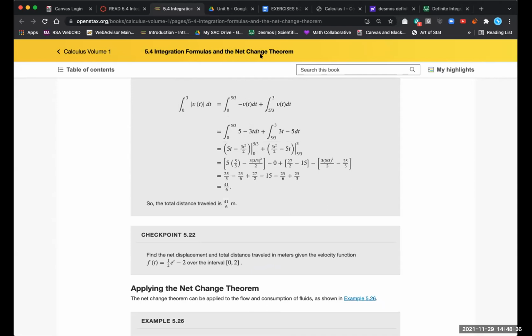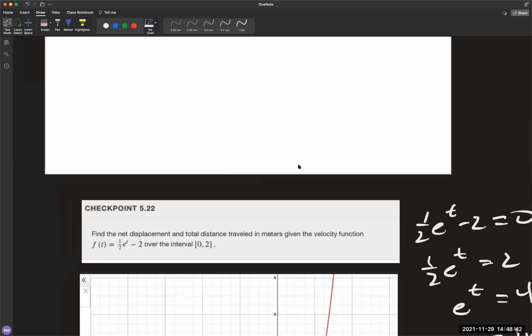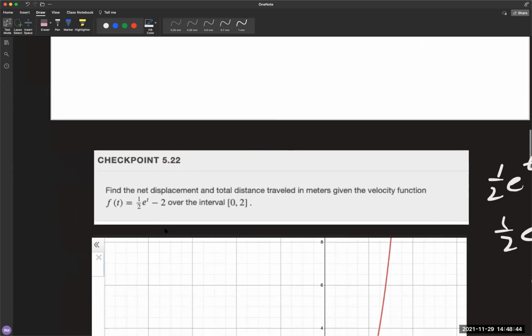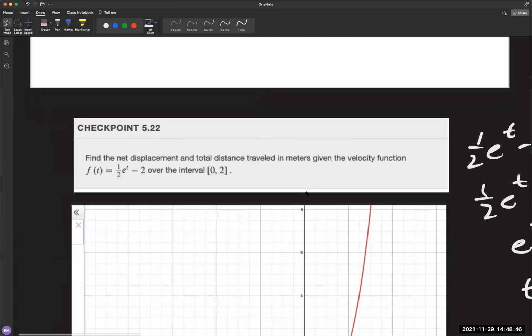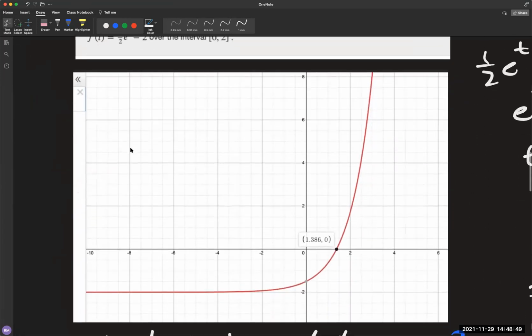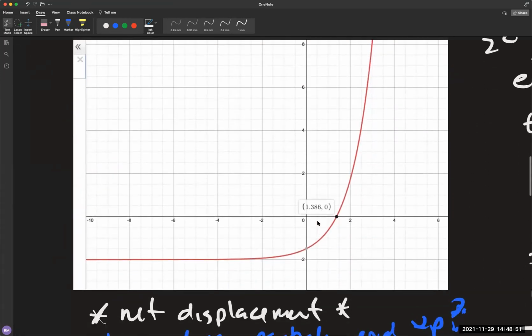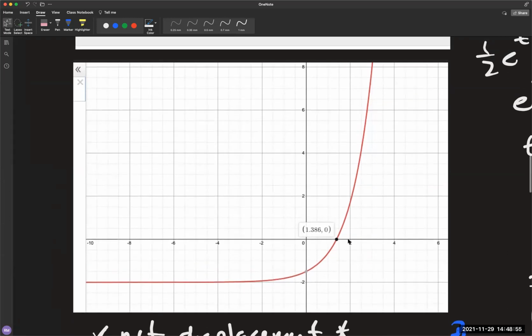So let's take a look at 5.2 as an example for you. So first, we're going to calculate the net displacement and the total distance traveled. That'll be the second over the interval 0 to 2. Here's a graph of that. So you can see it's negative from 0 to 1.386, and from 1.386 to 2 it's positive. So you can see the velocity, the particle changes direction.